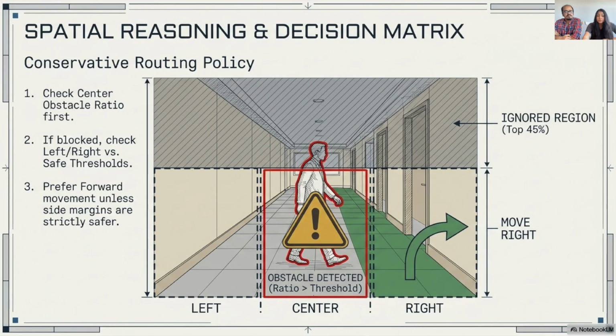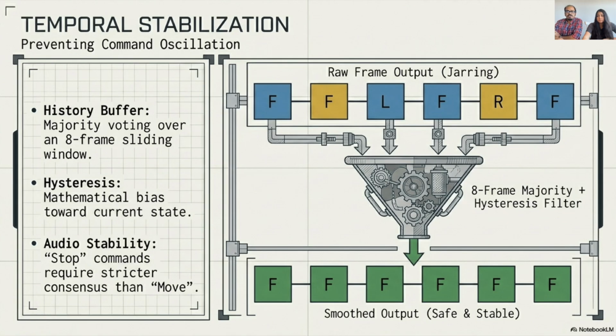We would prefer to move forward unless side margins are strictly safer. Lateral redirects require positive evidence of a safe alternative. The forward bias is psychological as much as it is algorithmic. Constant lateral commands feel jittery and erode user trust. Forward commitment feels natural. The policy is tuned for the experience of being guided, not just the geometry of being routed.